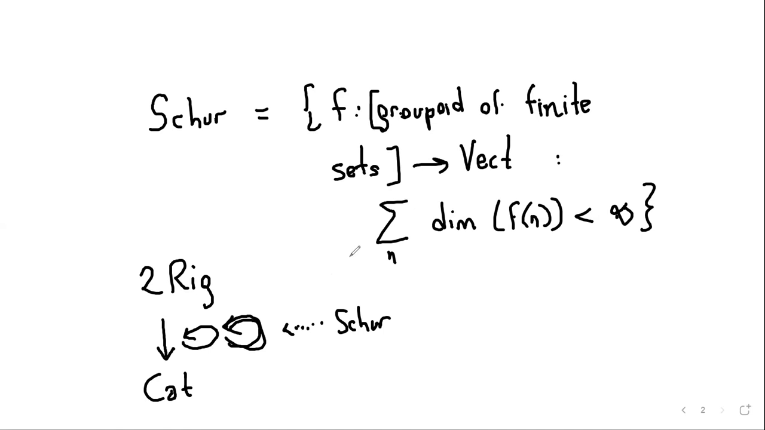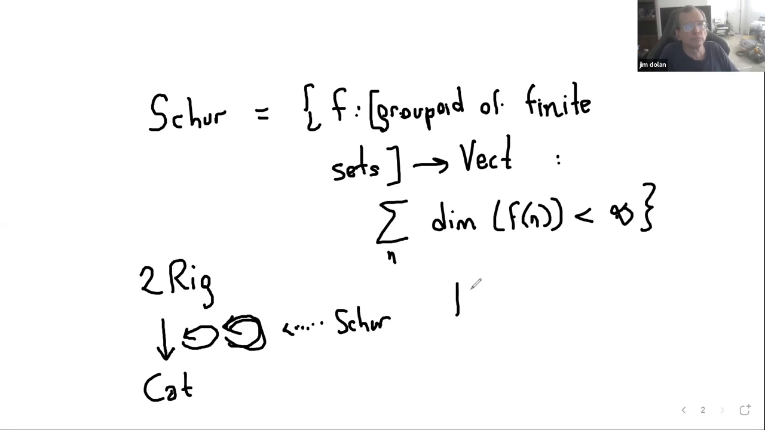But the harder part of the theorem, which Todd showed, was that you can start with any of these pseudo-natural transformations and show that it comes from an object in Schur. The reason why it works is what you said. It's a long argument in a way, but one of the key reasons is that Schur is the free 2-rig on one generator. Right, that's sort of what makes it tick.